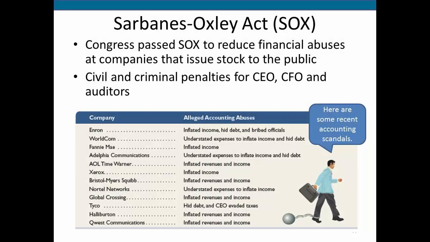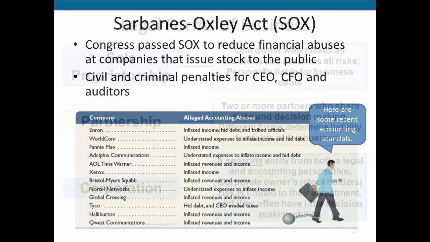In 2002, Congress passed the Sarbanes-Oxley Act to help curb financial abuses at companies that sell their stock to the public. SOX was landmark legislation and very expensive to implement. Results include more transparency, accountability, and truthfulness in reporting transactions. Your textbooks include a listing of some of the more publicized accounting scandals in recent years.